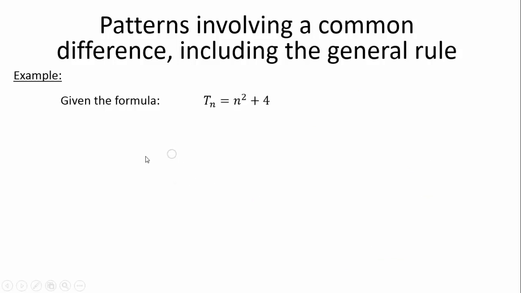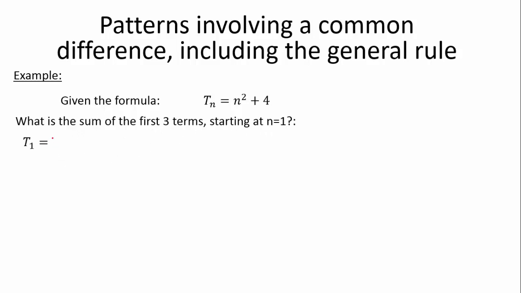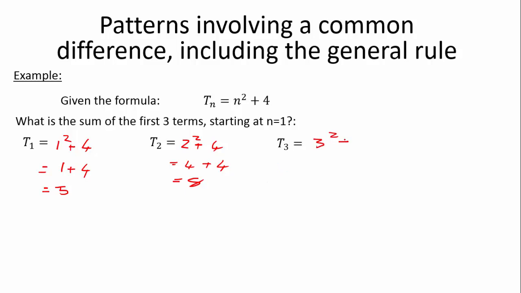Let us continue. Given the formula Tn equals n squared plus 4, what is the sum of the first three terms starting at n is equal to 1? Okay, let us calculate that. T1 is equal to 1 squared plus 4. What is 1 squared? Oh, easy. 1 squared is 1 plus 4, and that is equal to 5. What is T2? T2 is 2 squared plus 4. What is 2 squared? That's 4 plus 4. That is equal to 8. Nice. T3, 3 squared plus 4. That is equal to 9 plus 4, which is equal to 13.